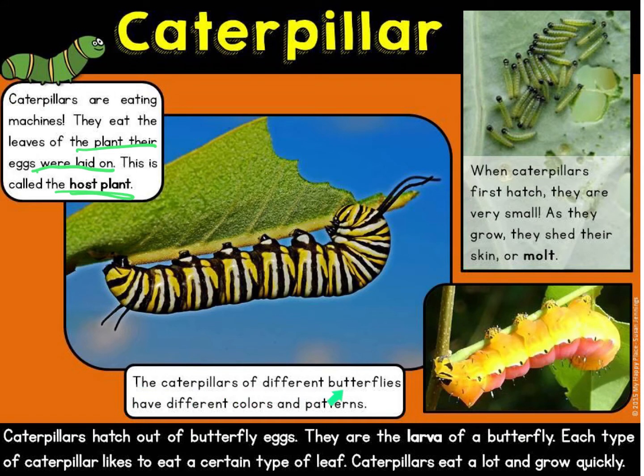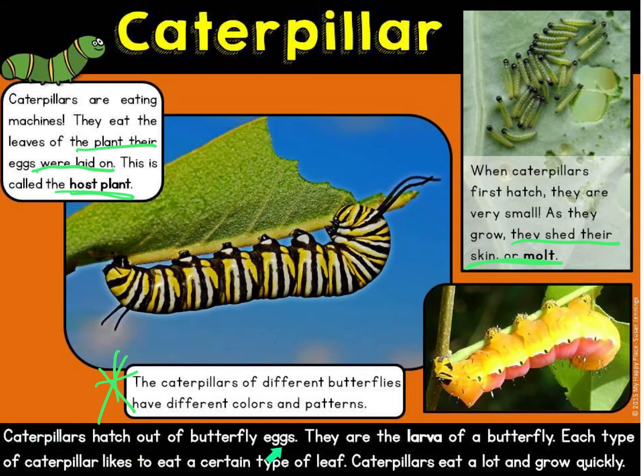The caterpillars of different butterflies have different colors and patterns. I feel like that's an important fact. When caterpillars first hatch, they are very small. As they grow, they shed their skin. This is called molting. Ooh, good to know. They shed their skin or molt.